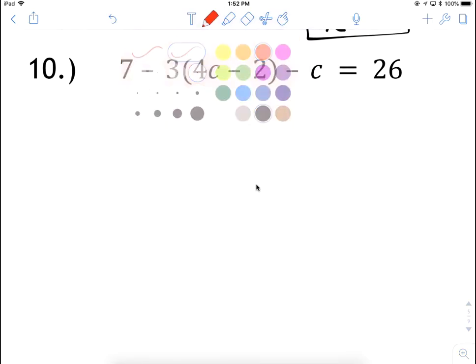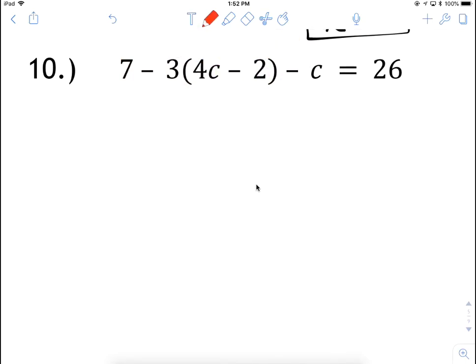So if you look at this problem and ask, who's the number next to the parentheses that I can distribute? You might say 3, but you've got to be careful. What kind of 3 is that? It's a -3. So if I take a -3 and distribute, I have to watch my signs. -3 times 4c makes -12c. -3 times -2, well, 2 negatives make a positive when they multiply.